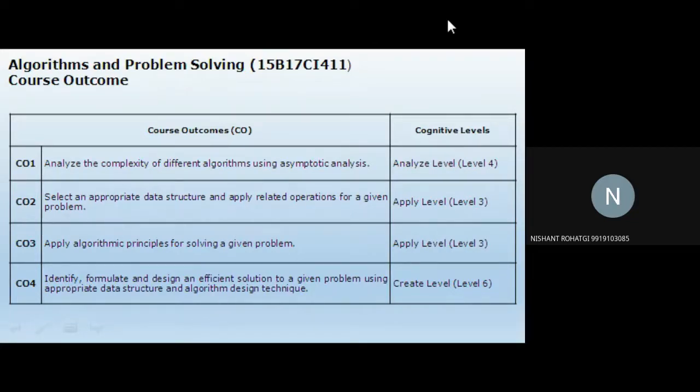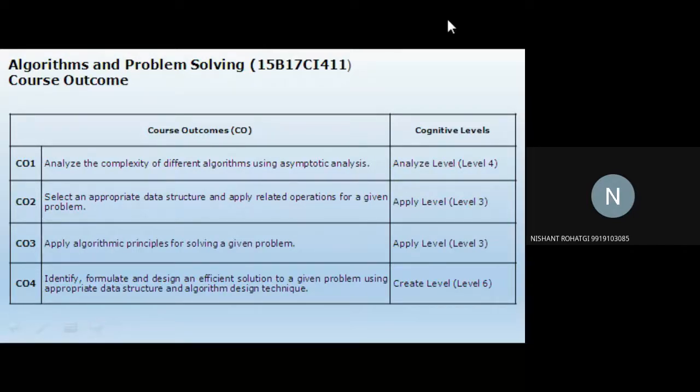Then when we are studying this particular course, at the end of the semester, we expect that you should have the ability to analyze the complexity of the different algorithms using asymptotic analysis. That means if we give you certain problems, we can ask you to tell us what is the complexity of these algorithms. So how many swaps it takes, what is the worst case complexity, what is the best case, what is the average case. You should be able to do that.